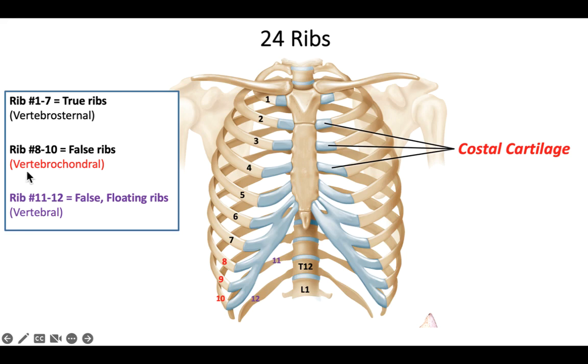They all attach to vertebrae, right? That's why these words all start with vertebro. And what's the second half of the word? Sternum, cartilage, or nothing. All right? So those are the ribs and how we would classify them.